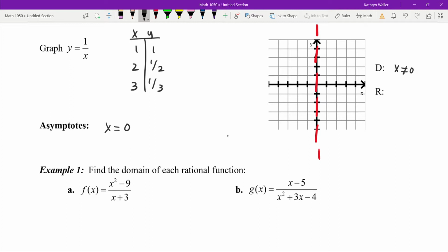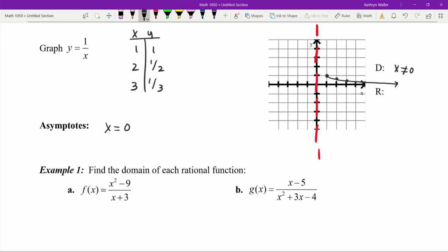Everybody go right 1, up 1, make a dot. Right 2, up a half, make a dot. Right 3, up a third. If I went right 4, how high up would I go? A fourth, and then a fifth, and then 1 over 1,000, 1 over 1,000,000. Am I going to touch the x-axis? No. I'm going to get really, really close, but I'm not going to touch it.